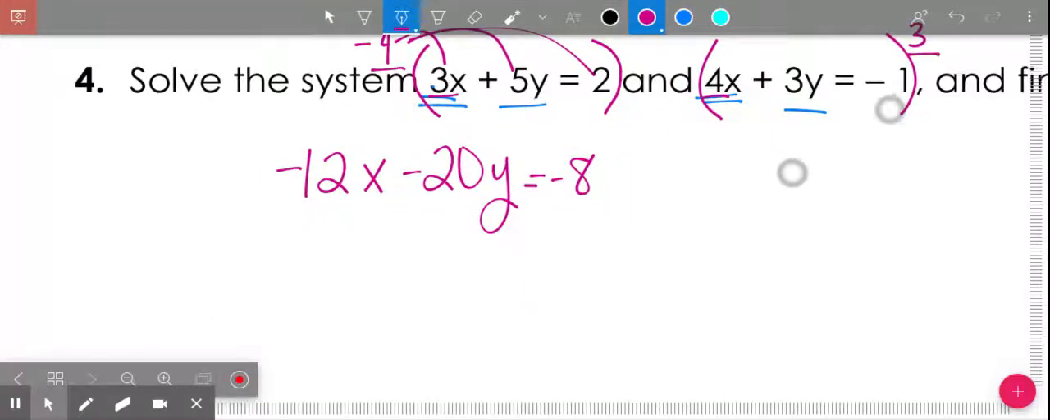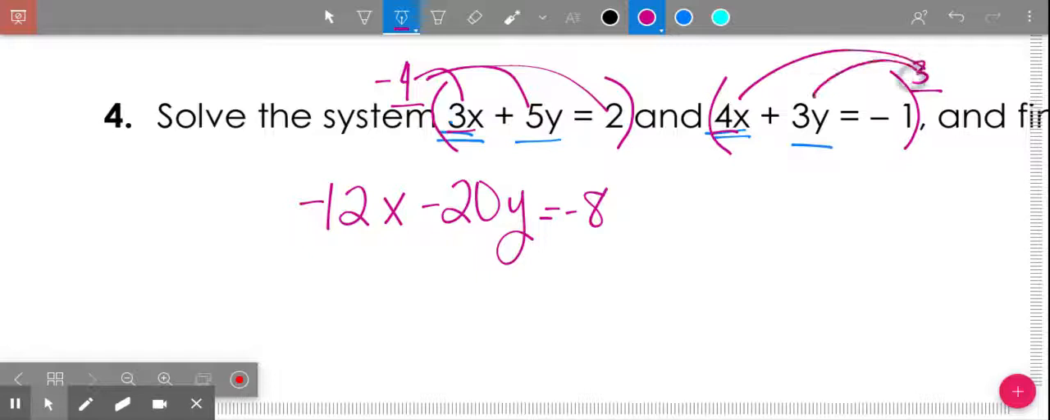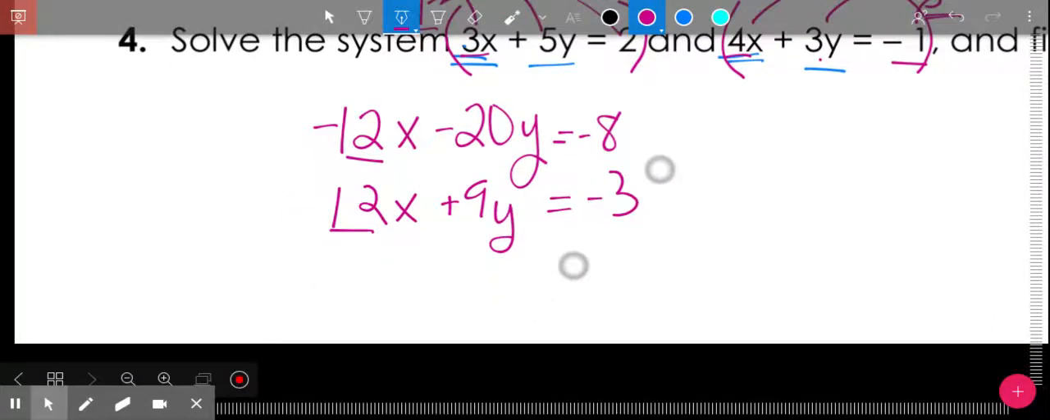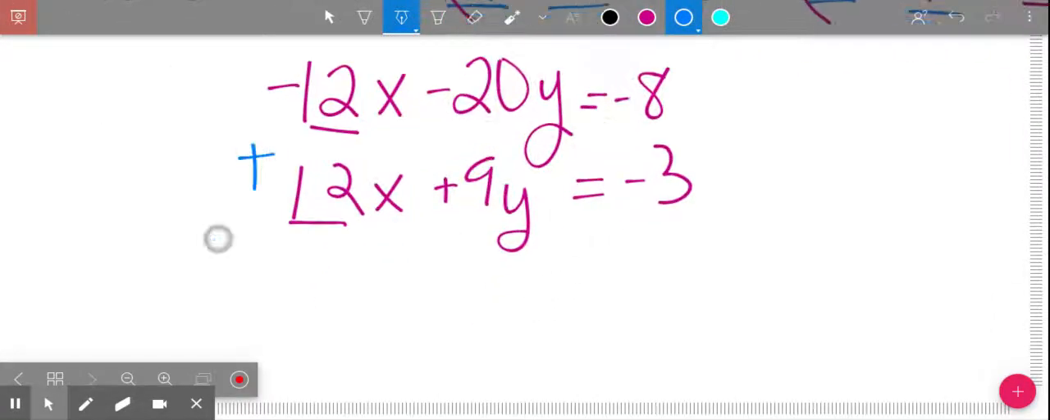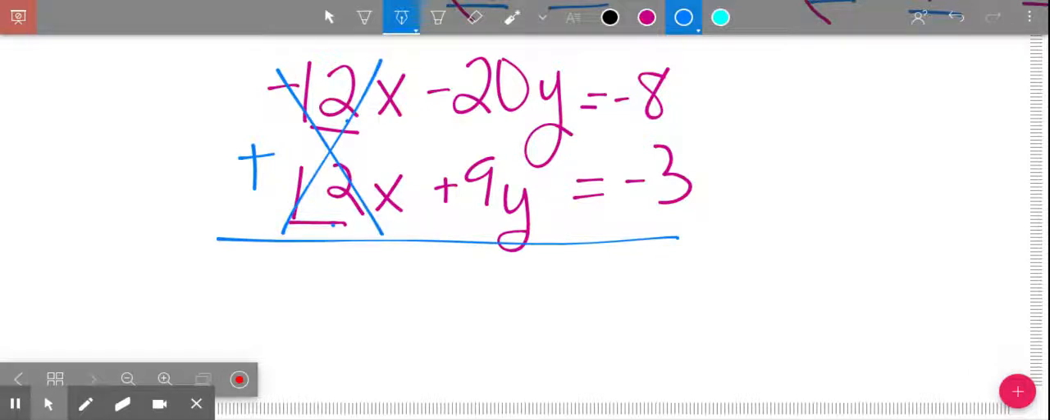And then on the second one, we're going to multiply everything over here by a +3. So 4 times 3 gives me 12x. Notice that those are going to cancel, which is what we wanted. 3y times 3 gives me plus 9y equals -1 times 3 gives me -3. So now this is where we get to turn this into one big addition problem. Awesome. So -12 plus 12 cancels out and goes away. -20 plus 9 gives me -11y is equal to -8 plus -3 gives me -11.